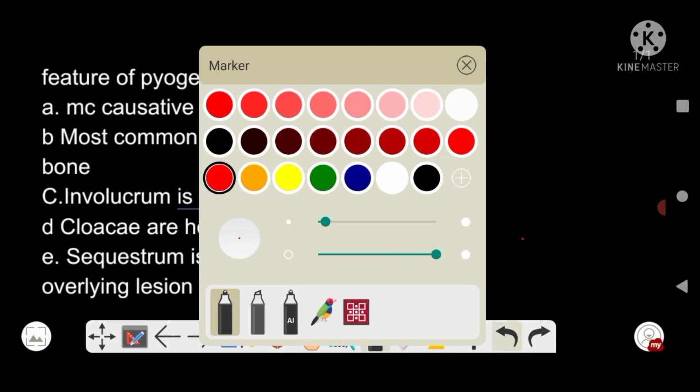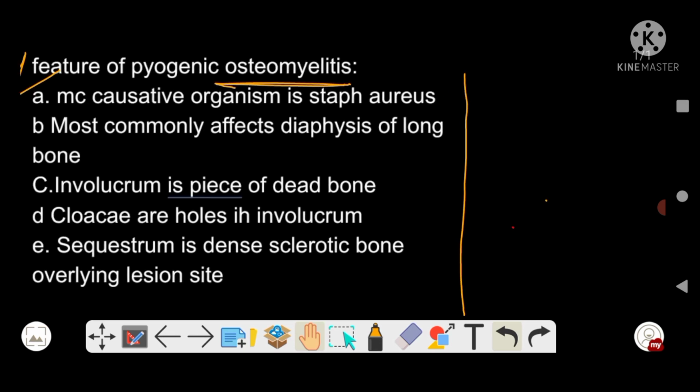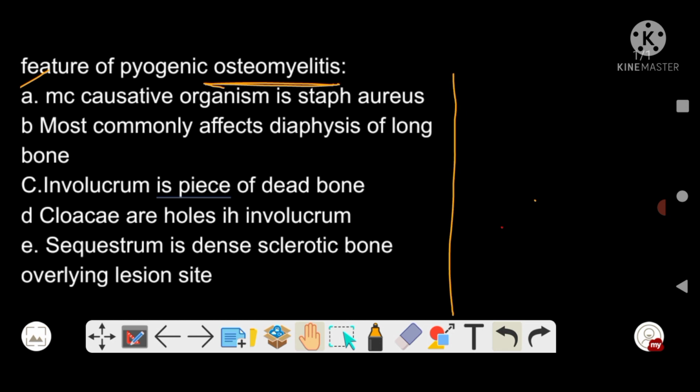Okay, so in this slide we are going to discuss a very important topic about osteomyelitis, very important from your exam point of view. The question asks for the features of pyogenic osteomyelitis. Which one among these are features of pyogenic osteomyelitis? Most common causative organism is Staph aureus, most commonly affects the diaphysis of long bone, involucrum is a piece of dead bone, cloaca holes, and sequestrum is dense sclerotic bone overlying the lesion site.